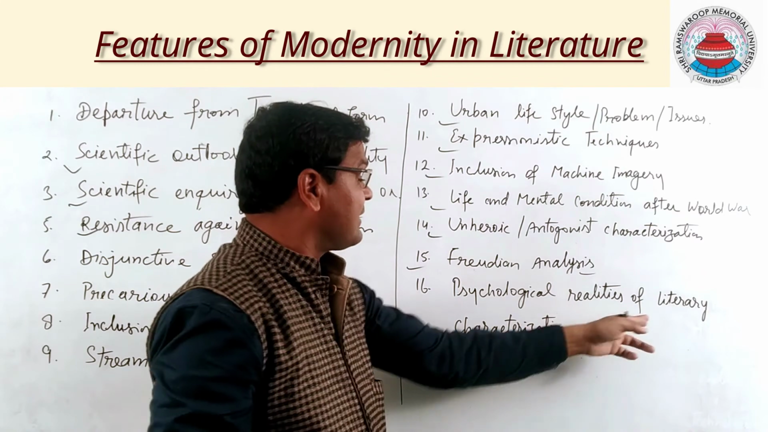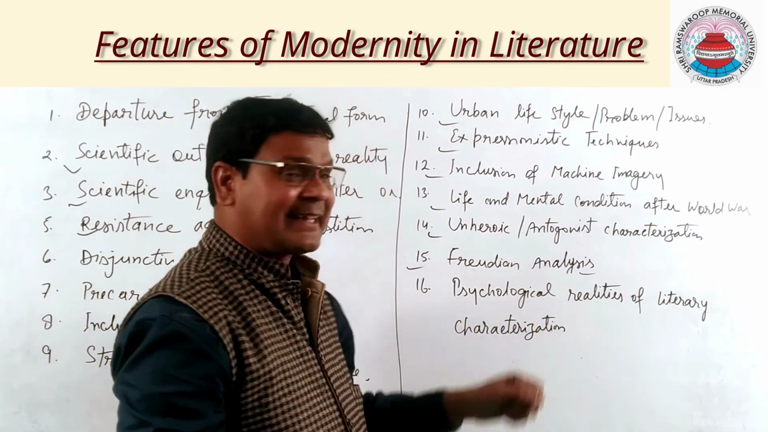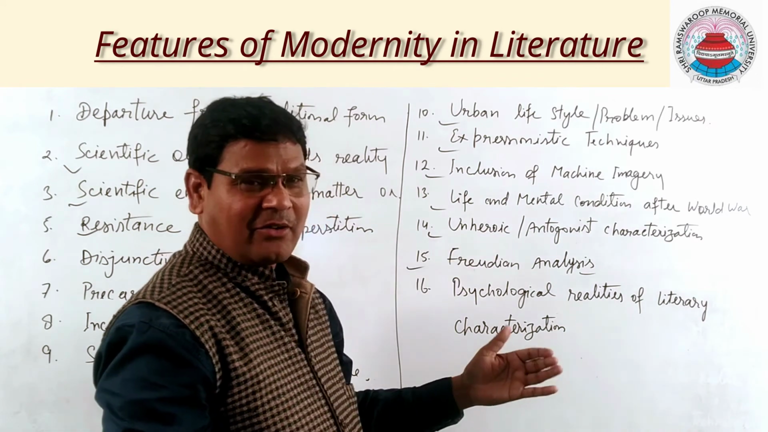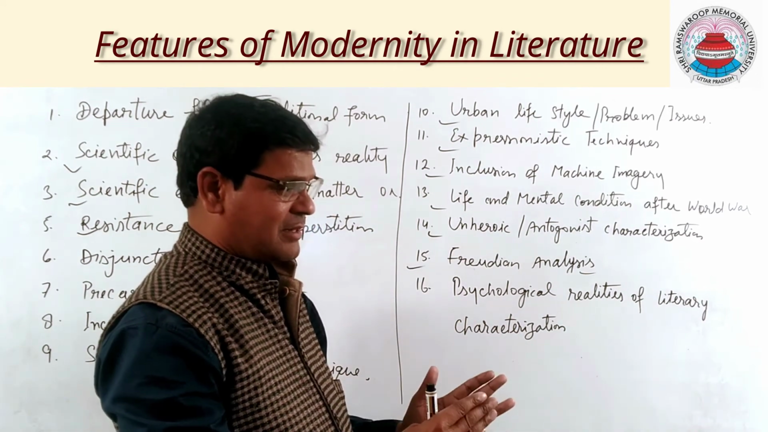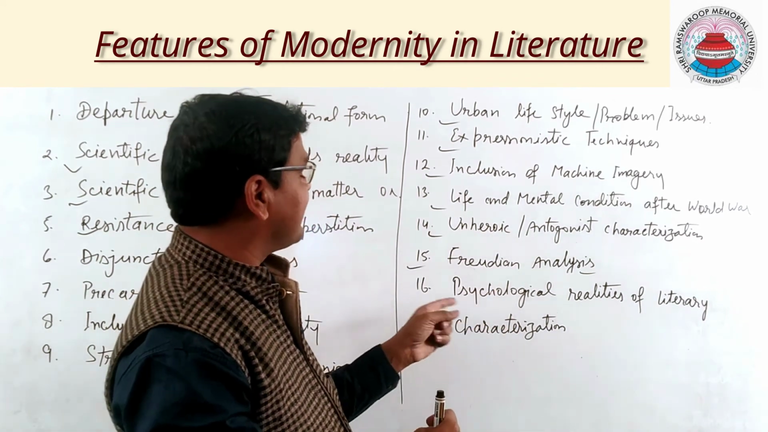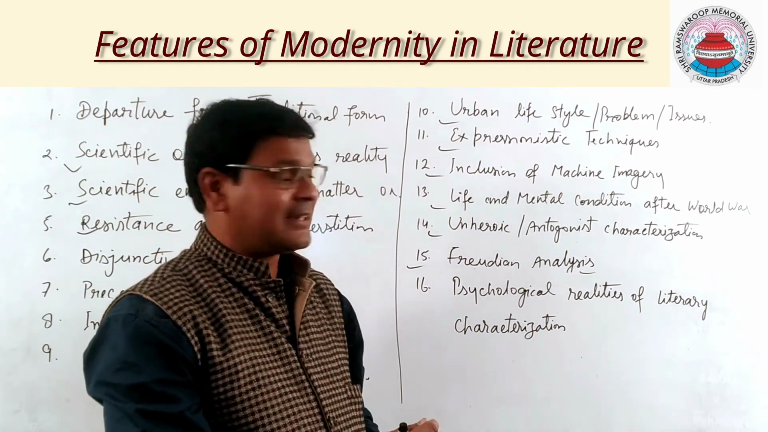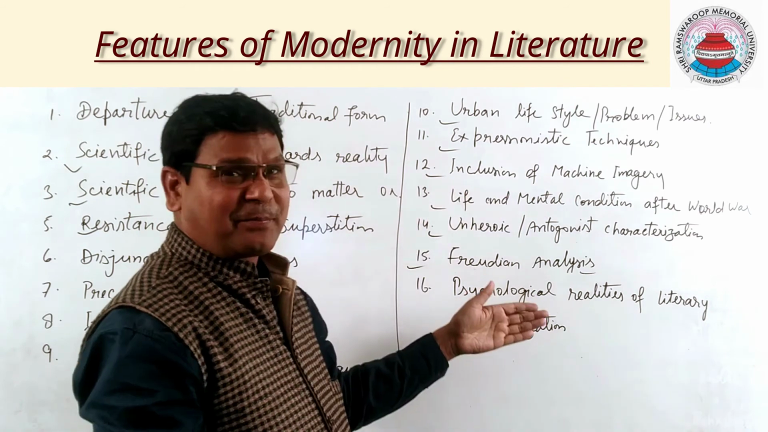Next is psychological reality of literary characterization. Today, the characterization in the modern text, the text dealing with modern literature, they also have the psychological reality. So these are the major features.